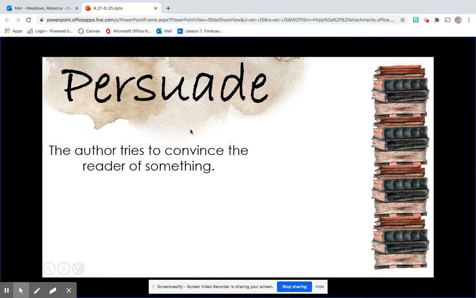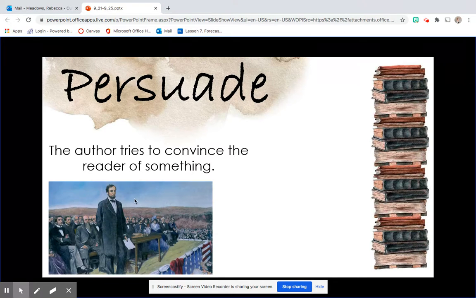So the first one that we're going to talk about is persuade. So this is when the author is trying to convince the reader of something. So the author wrote their story or their essay or the movie because they're trying to convince the reader to do something. So some good examples of persuasive writing is when a president gives their speech, they are trying to persuade you or convince you to vote for them. Or even when they're just talking about a law, they're trying to convince them to vote for their new law.